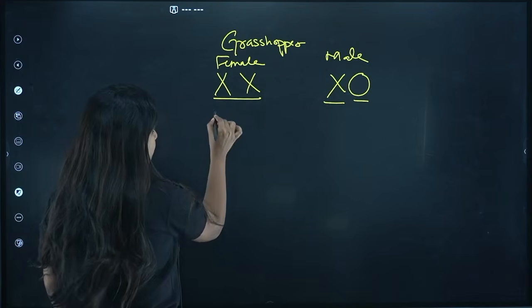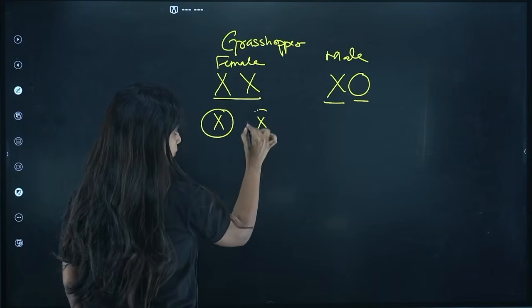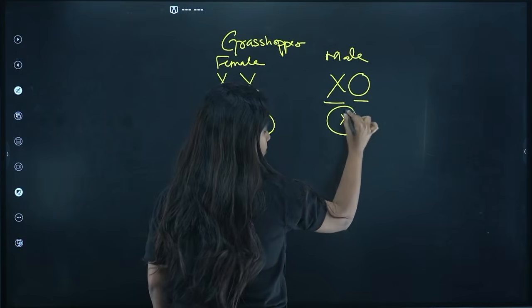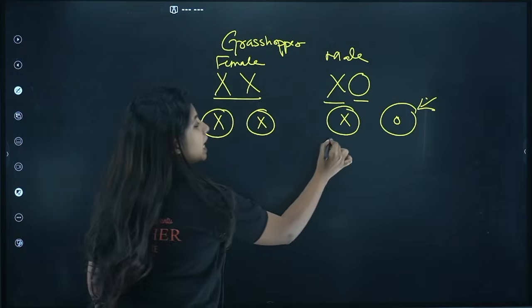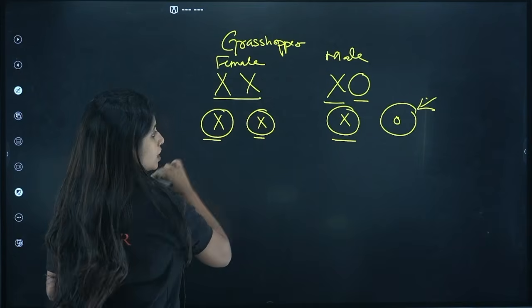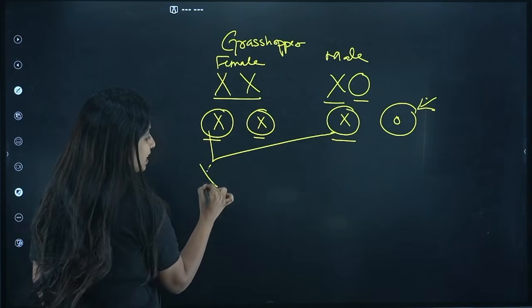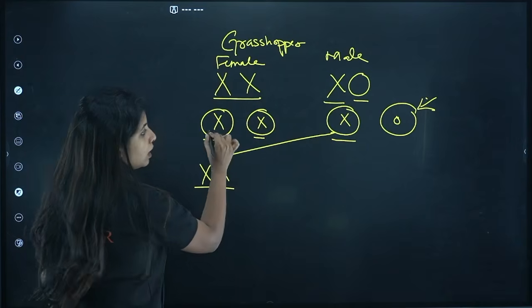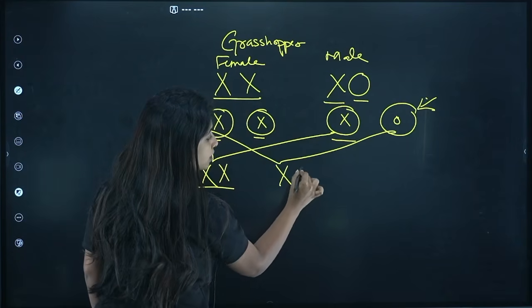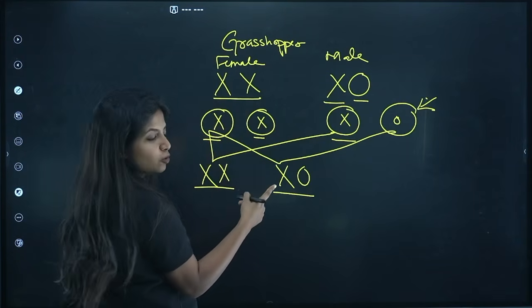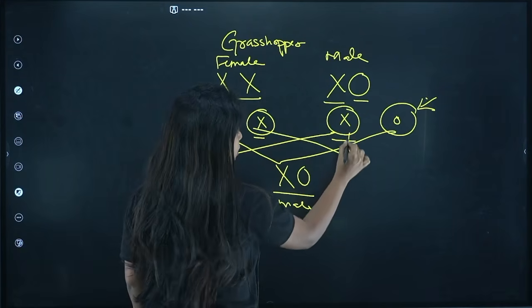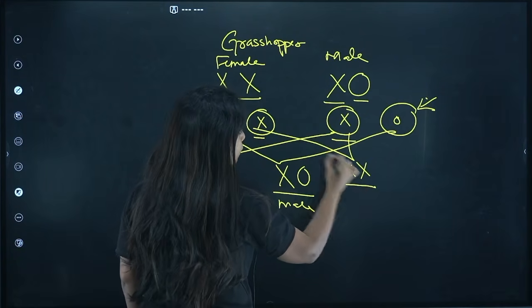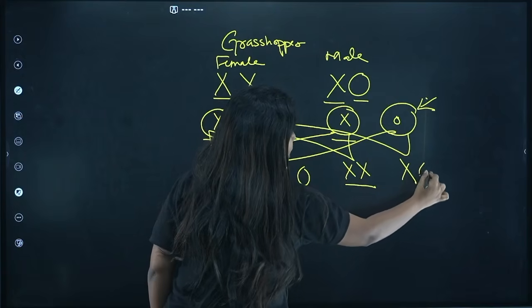So when you make the gametes, you get something like this. A gamete having nothing. A gamete having X chromosome. Two gametes having X chromosome. When this and this come together, you get XX. That means what? A female. When this and this come together, you get XO. That means only one X chromosome is there. It cannot be a female. It has to be a male. Again, when this and this come together, you get XX, again a female. When this and this come together, you get XO.